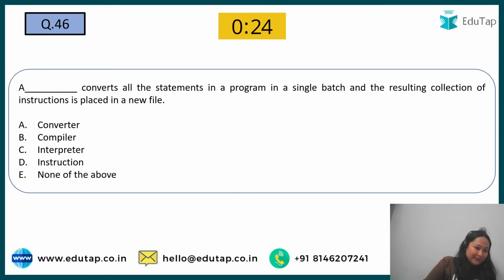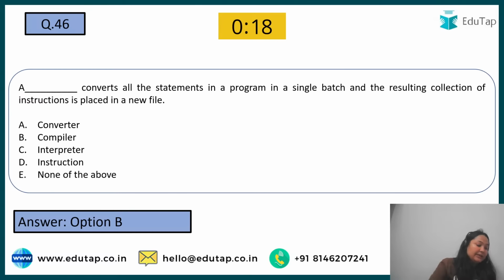Option number B I am getting as the answer. A single batch it will convert into, the answer will be compiler. It will compile all the files and create an executable file. This new file will be the executable file, and then the executable file will be run. Okay, very good, very good.